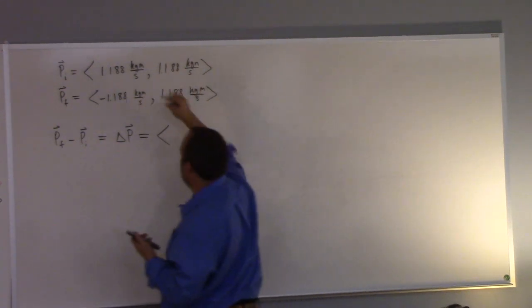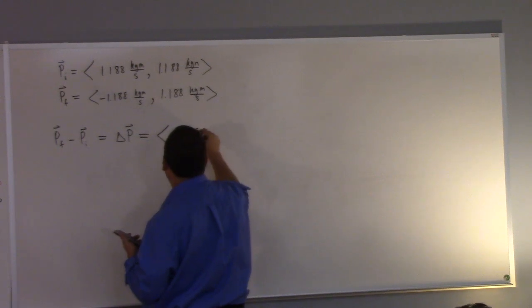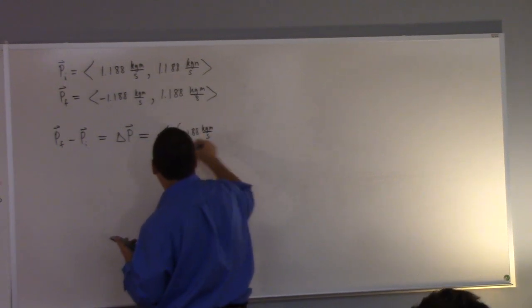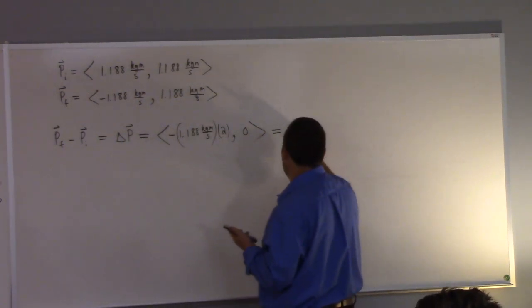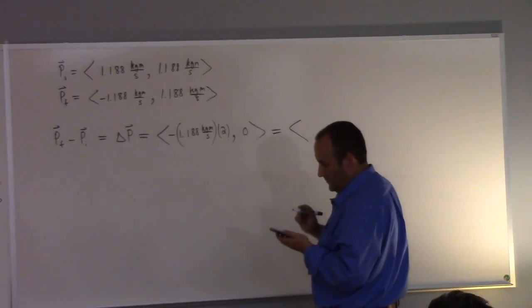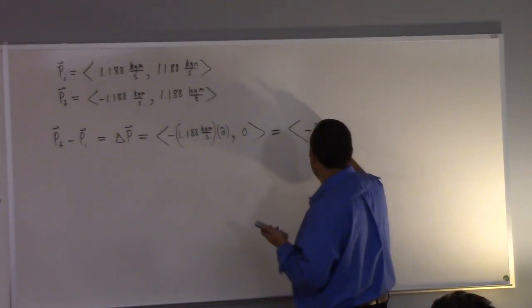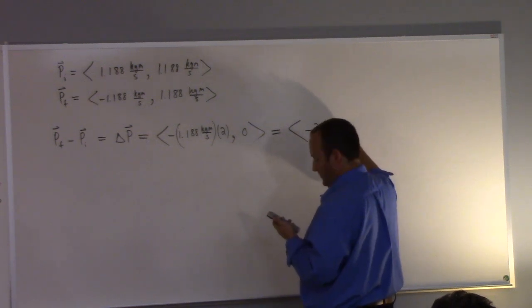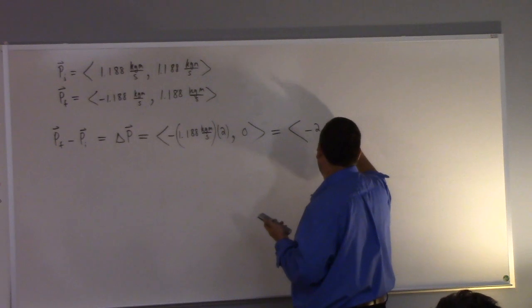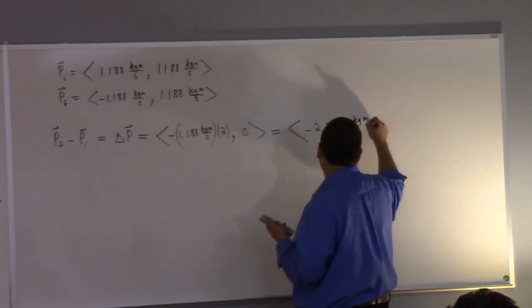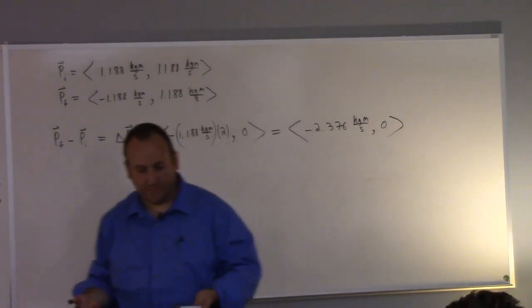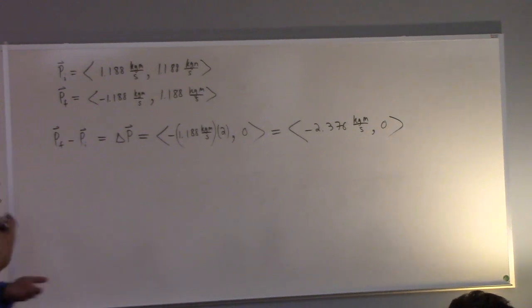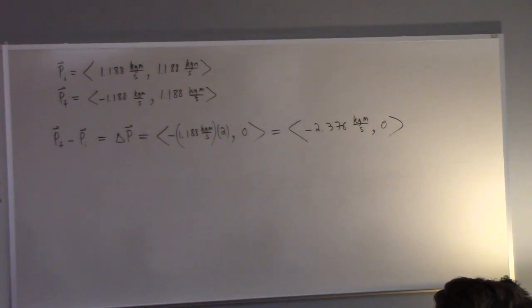We're left with minus 1.188 kilogram meters per second times 2, comma 0, which is minus 2.376 kilogram meters per second, comma 0. And how could we put that into words? What's the impulse? The impulse is 2.376 kilogram meters per second, directed which direction? To the left, right? I mean, correct.